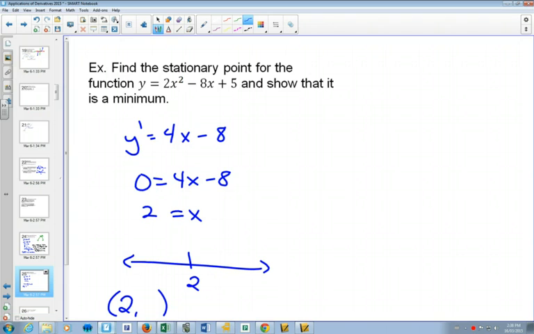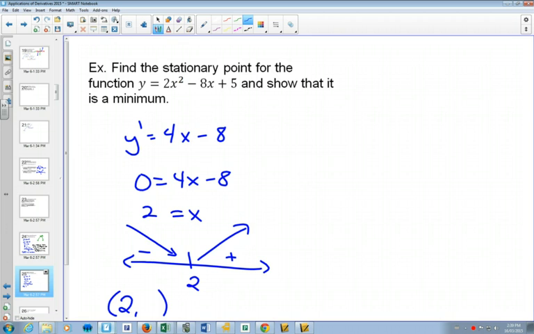Now if I plug in a value less than 2 into my derivative, if I plug in 0, 4 times 0 minus 8 is a negative number. So that tells us that it is going down to begin with. And then after 2, if you plug in 15, 4 times 15 minus 8 is a positive number. Or you could choose 19 if we wanted to. That would work out as well.